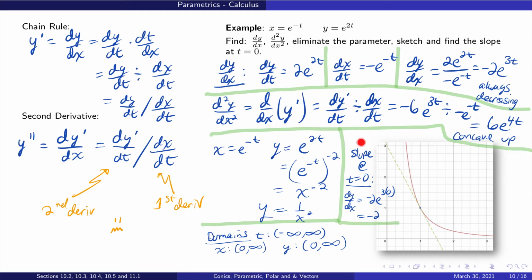And finally, what's the slope at t equals 0? If I substitute 0 into the first derivative equation, dy/dx, I get negative 2. Looking at the picture at t equals 0, I have the ordered pair (1, 1), and it looks like the slope of the tangent line at (1, 1) for 1 over x squared is indeed down to the right.